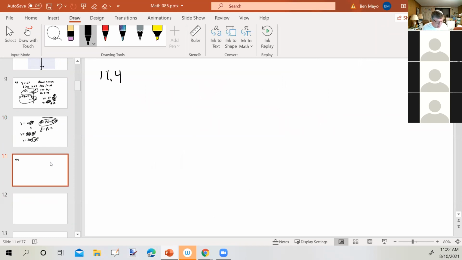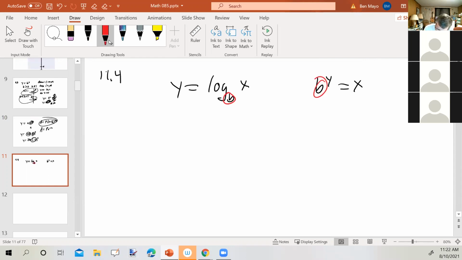11.4, we introduced logarithmic equations. We talked about how if you have something in this form that's a logarithmic equation, you can rewrite it in exponential form. The base stays the same, but the players change places. Okay. Yeah, we went back and forth between the two forms.